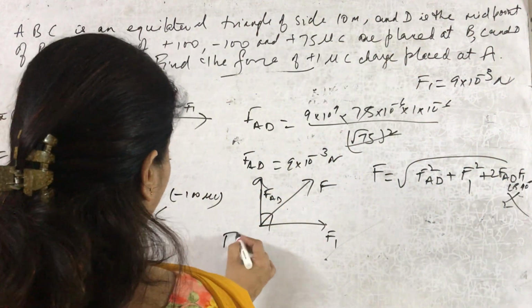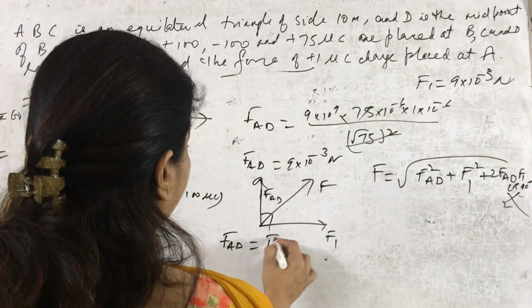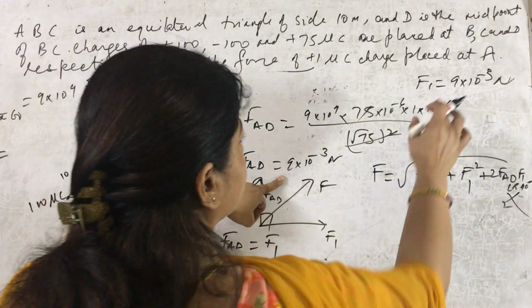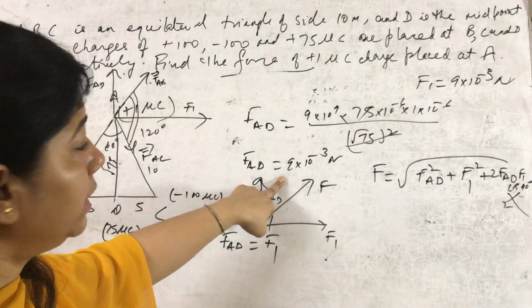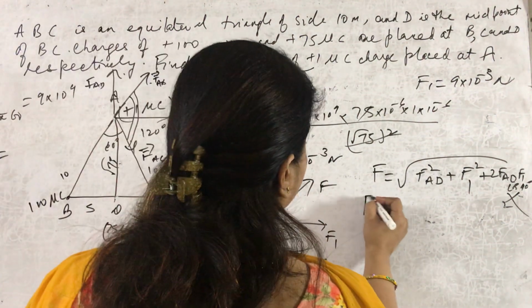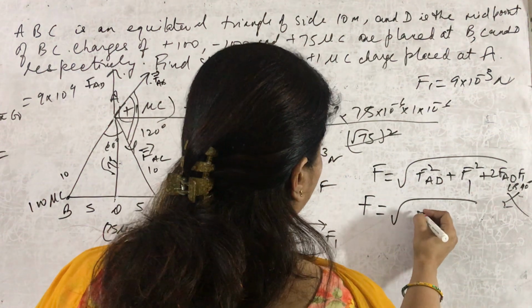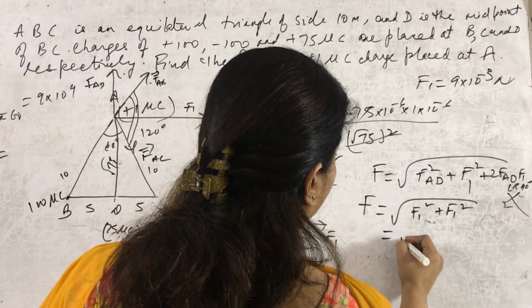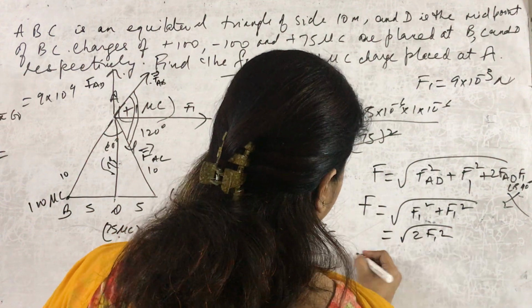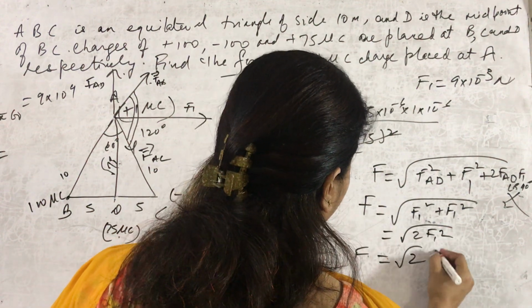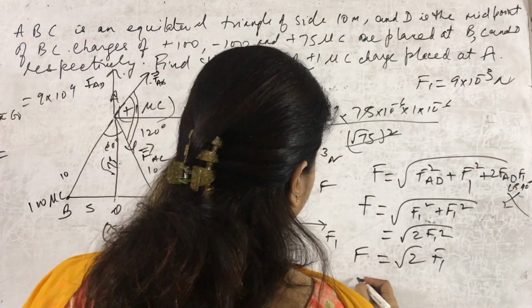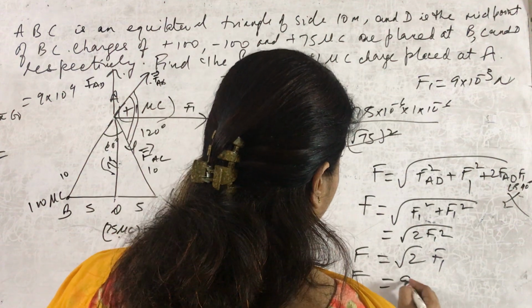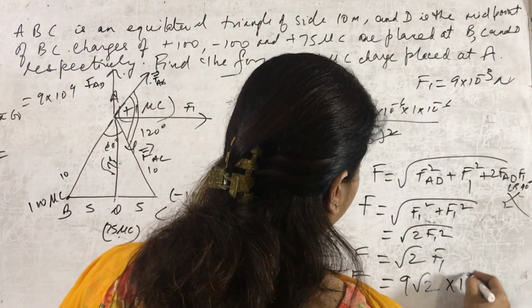But then again we have FAD is equal to F1, because they have the same value. This is 9 into 10 to the power minus 3, and this is also 9 into 10 to the power minus 3. So F is equal to under root of F1 square plus F1 square, which is 2 F1 square, or else I can write F is equal to root 2 F1. F1 we have already calculated. So my answer will be F is equal to 9 root 2 into 10 to the power minus 3 Newton.